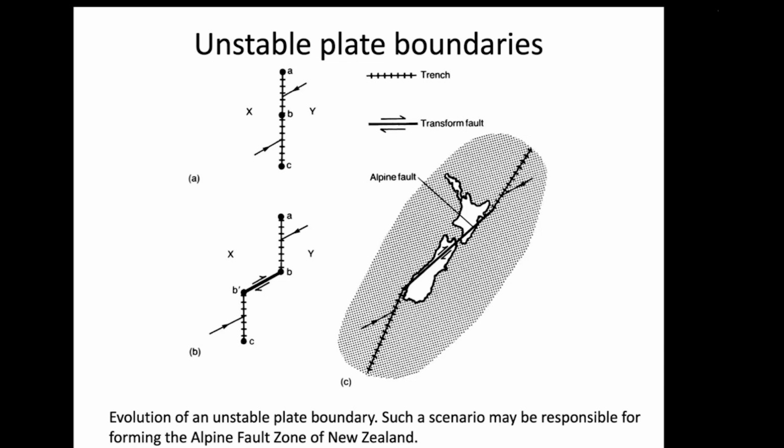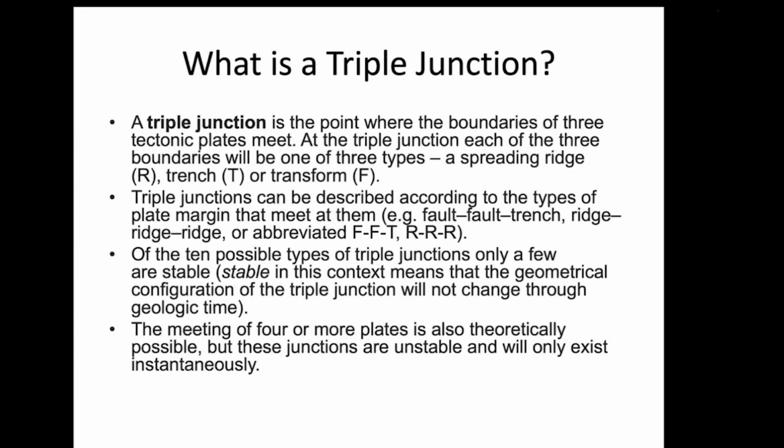You can't expect to come back in 10 million years and see the same thing. It's going to have evolved, changed. So let's apply this to triple junctions. What is a triple junction? A triple junction is the point where the boundaries of three tectonic plates meet.